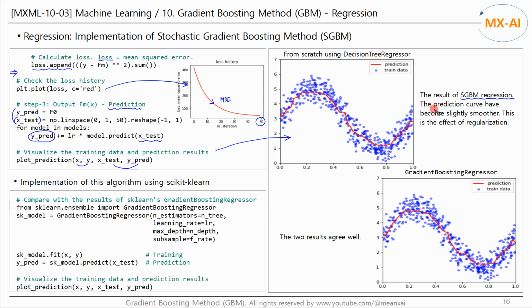You can see that the predicted sinusoid has become slightly smoother than the GBM result. This is the effect of regularization through data subsampling.